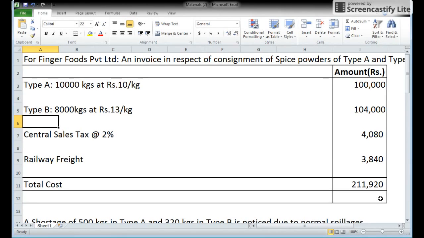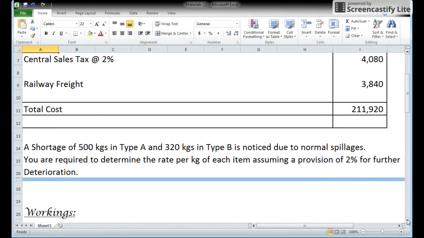So the total cost came to 2,11,920. A shortage of 500 kgs in type A and 320 kgs in type B is noticed due to normal spillages. You are required to determine the rate per kg of each item, assuming a provision of 2% for further deterioration.